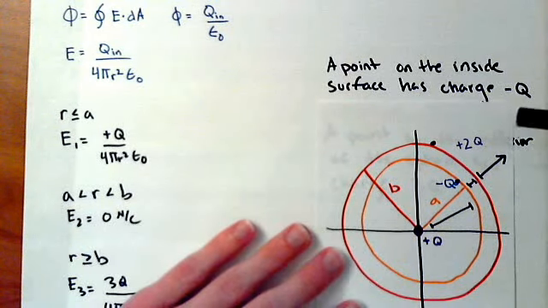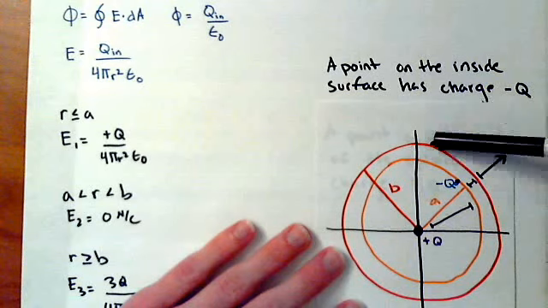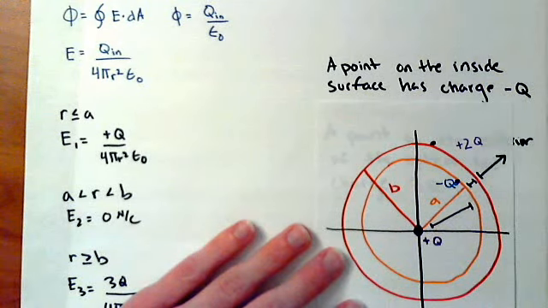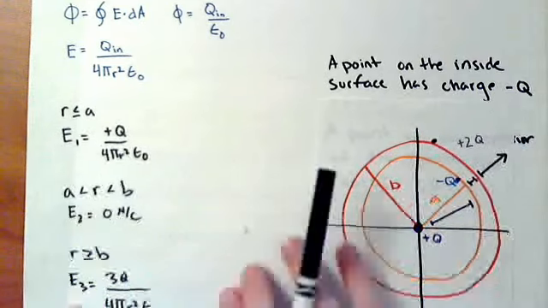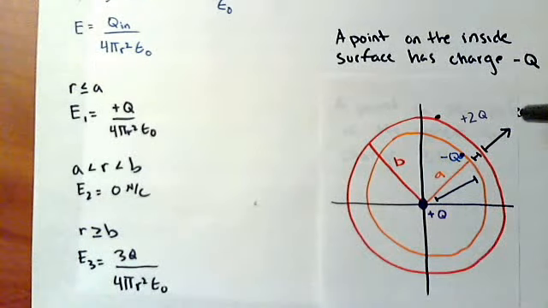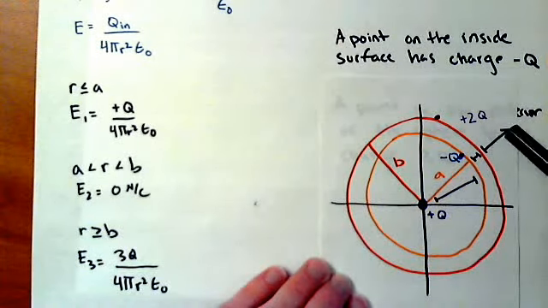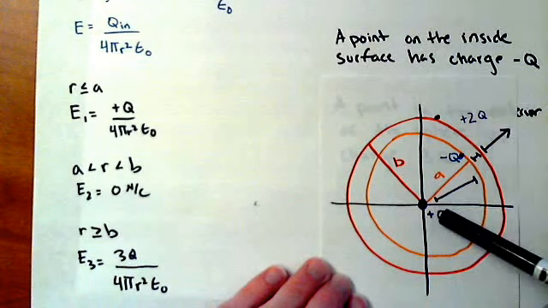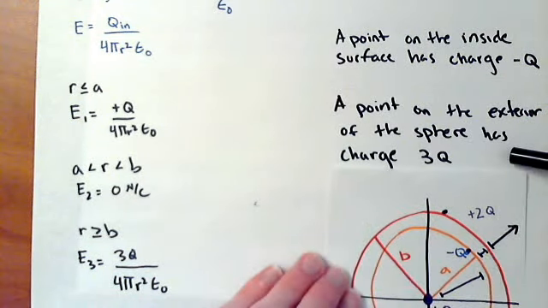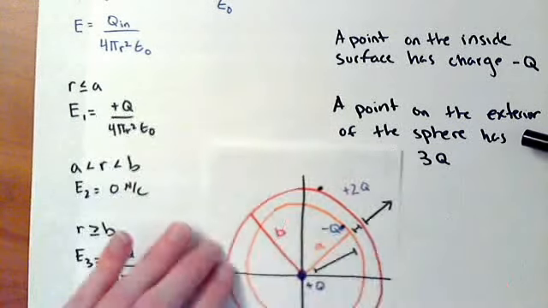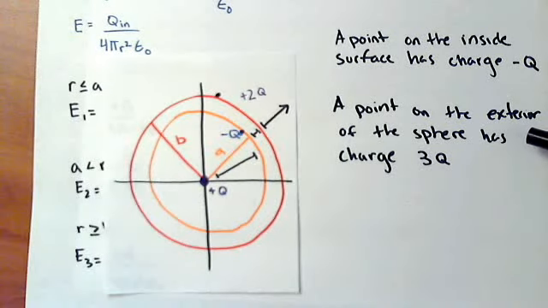The next one is, what is the electric field at a point outside of the sphere? Well, we determined in the third part right here that the outside has a charge of 3q because we have a charge 2q here plus the charge q here. So we can determine that the exterior surface of the sphere has a charge 3q. And that is it.